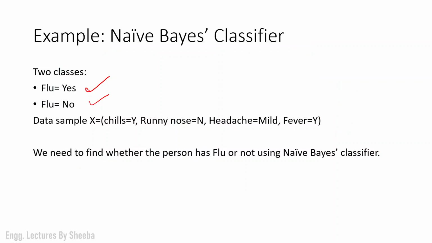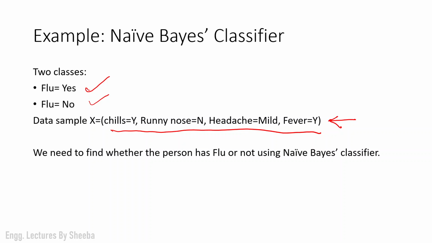Then the data sample given is X. So chills is equal to Y, runny nose is equal to N, headache is equal to mild, fever is equal to Y. So this is the data given to you and you want to predict, given this condition, whether the person is having flu or not.